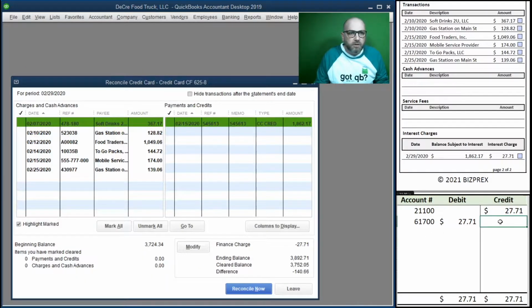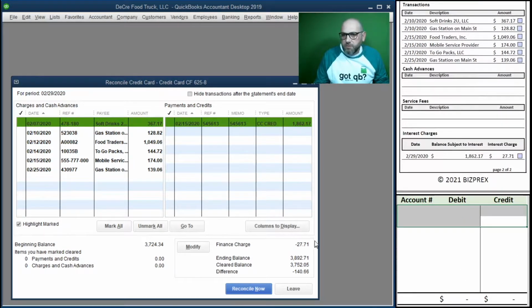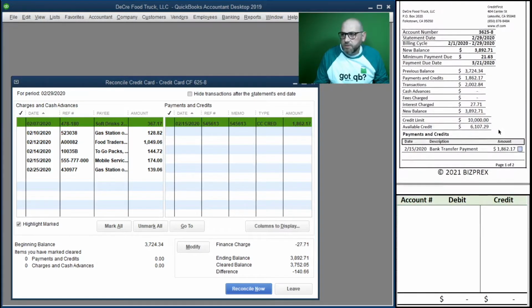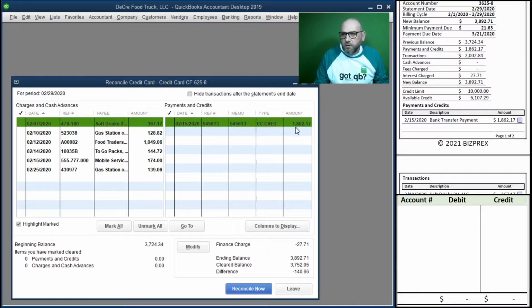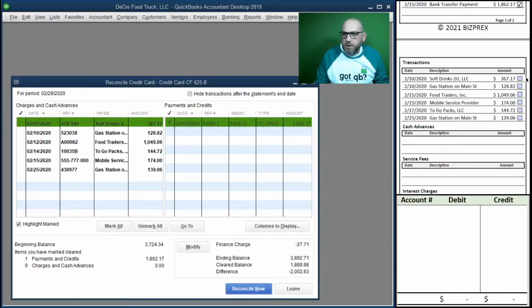All right, here we are. So we can see that some of our entries are posted. So we can see that our finance charge that we just booked is posted right here. We can click that as reconciled. What else do we have? We have our payment, right? Everything seems to match. And then we have transactions, right? So let's go ahead one by one.